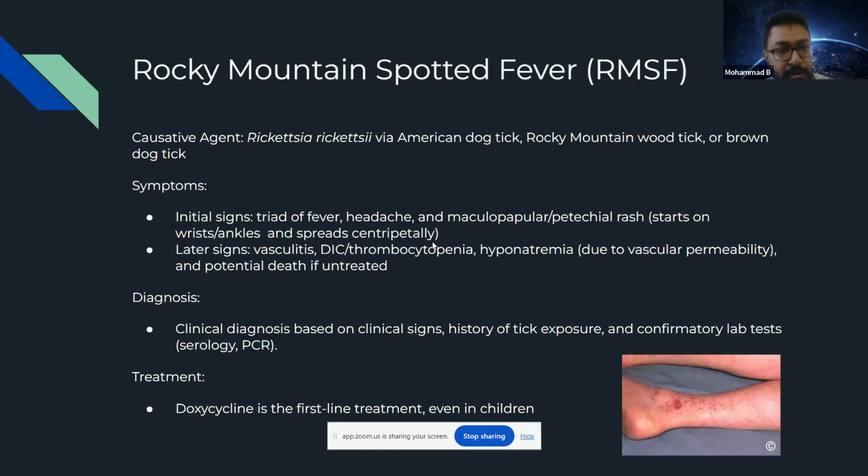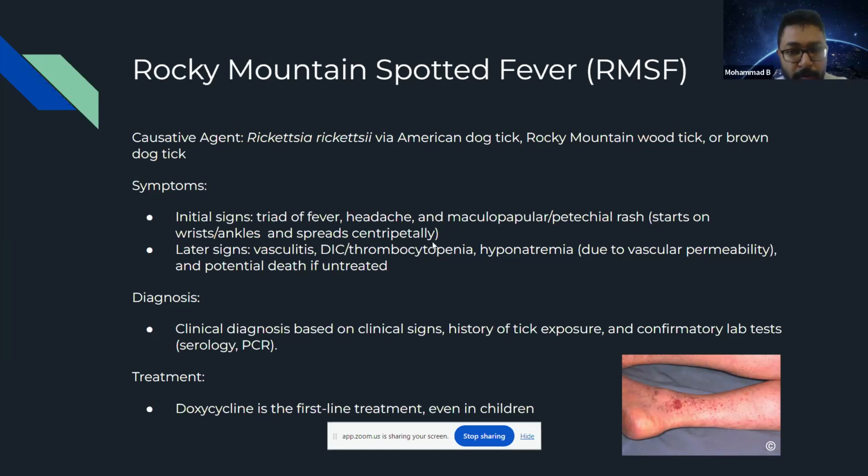The next disease would be Rocky Mountain spotted fever. This is a very popular disease that comes up on the boards, and it's caused by Rickettsia rickettsii, and it's spread via ticks. Rocky Mountain wood tick, the brown dog tick. And initially, patients present with fever, headache, and a maculopapular rash, or it could even be a petechial rash.